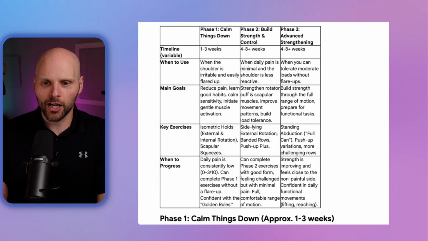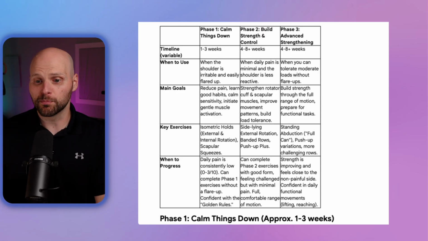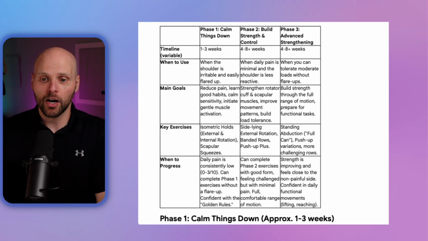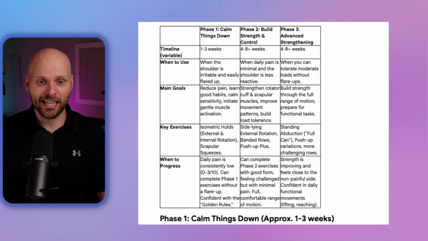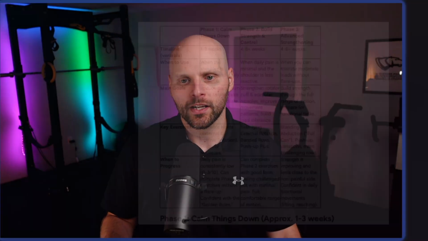And once we're good there, we complete with good form, minimal pain, full comfortable range of motion. We can move on to phase 3, which is essentially more building strength. I choose full cans here. So standing abduction and getting more into the abduction of the shoulder, which is bringing your arms up to the side. So bringing them like that. That's our abduction. That's what we're looking for.